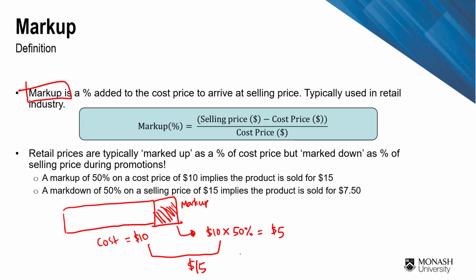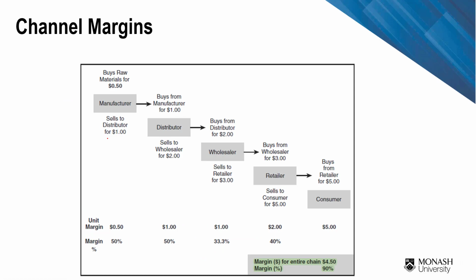So that's what markup is all about, a percentage added towards the cost. If you are retailers, you want to sell to consumers, obviously you want to make a profit. You're not going to make a loss. So because of that, you add markup, all right? And there's also markdown. It works the same way, but it's just flipped. In this case, a 50% markdown on the selling price implies that the product is sold for $7.50. Okay, so that's pretty much what markup is all about.